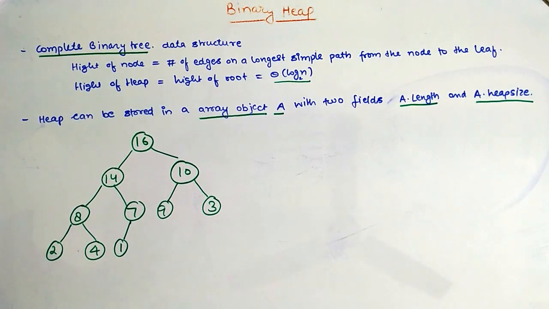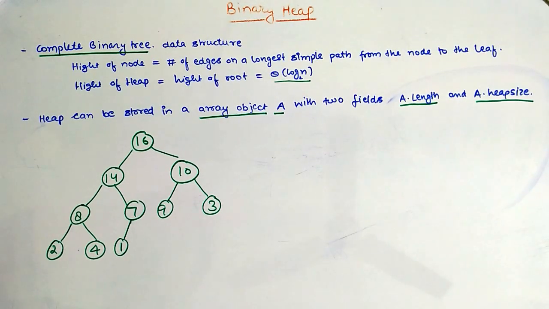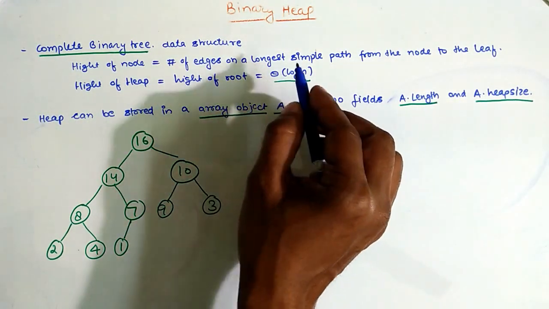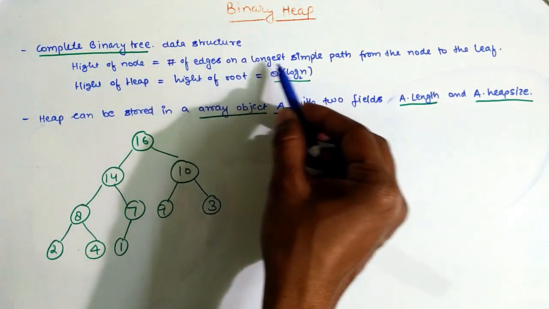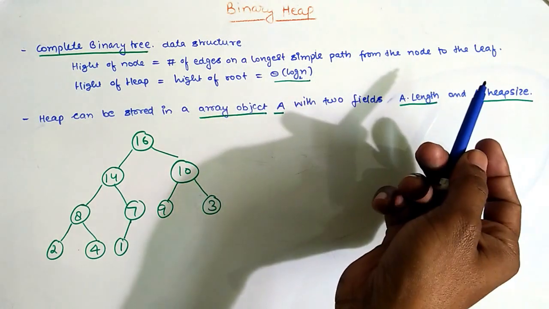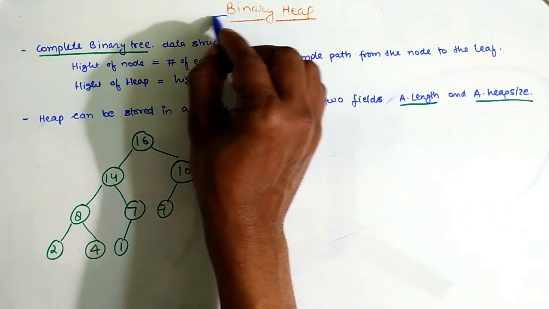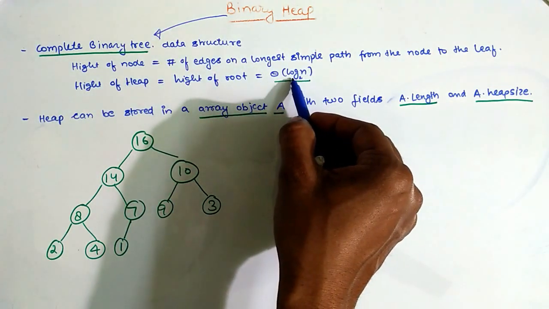Hello, a binary heap is a data structure which is a complete binary tree. The complete binary tree has the height log n. Generally, we have a height log n. So the height of the heap is nothing but the height of the root, which is log n, and the height of a node can be defined as the number of edges on the longest simple path from the node to a leaf. So a binary heap is nothing but a complete binary tree which has the height order of log of n.